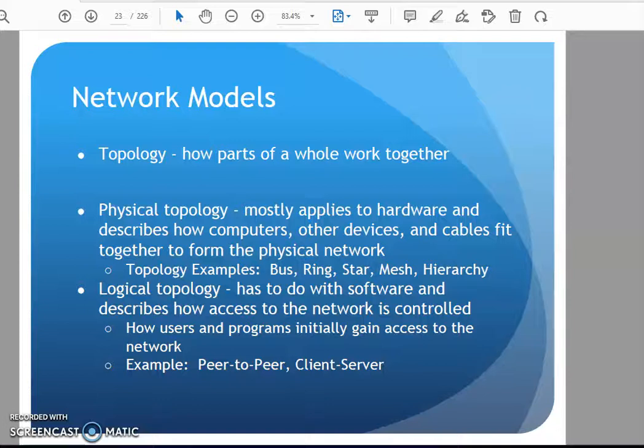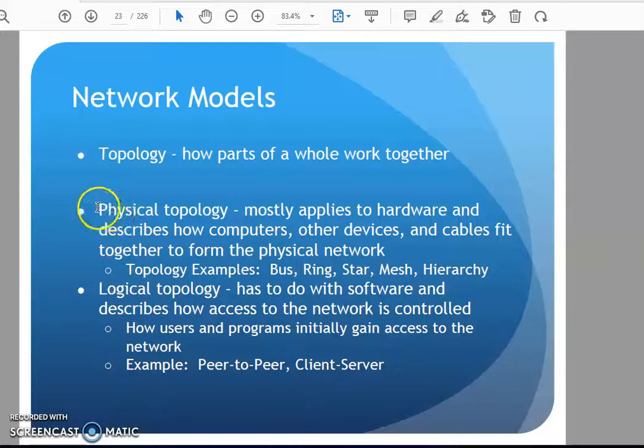All right, CNT120, Chapter 1. We're now working on the section on network models. One of the first terms they introduced to us is topology. Topology is a term that describes how the parts of my network come together, how all the parts of the whole work together. There are two types of topologies that we have, physical and logical.